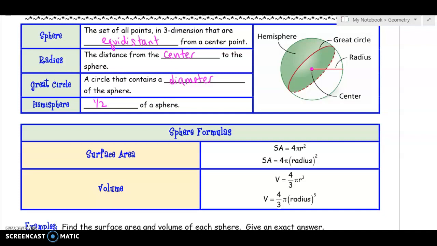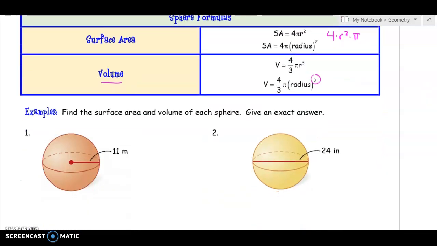For the surface area of a sphere, you're just going to do 4 times pi times radius squared. Or I always like to do 4 times radius squared times pi because pi goes usually at the end. But whatever. And then the volume is 4/3 pi r cubed. So notice this time the radius is to the 3rd power. But otherwise it's just using your calculator and plugging stuff in. So it should be pretty easy.